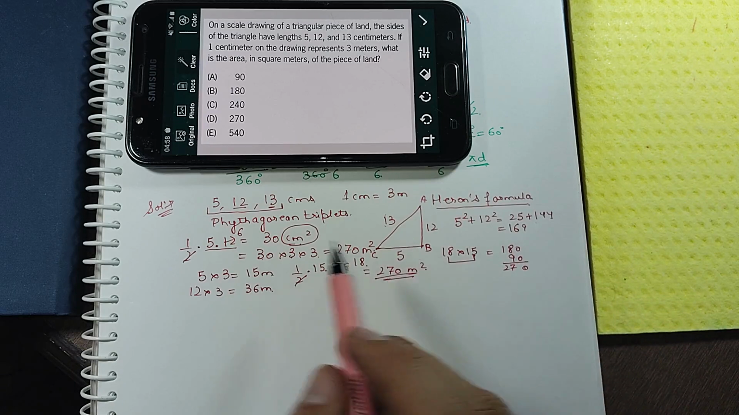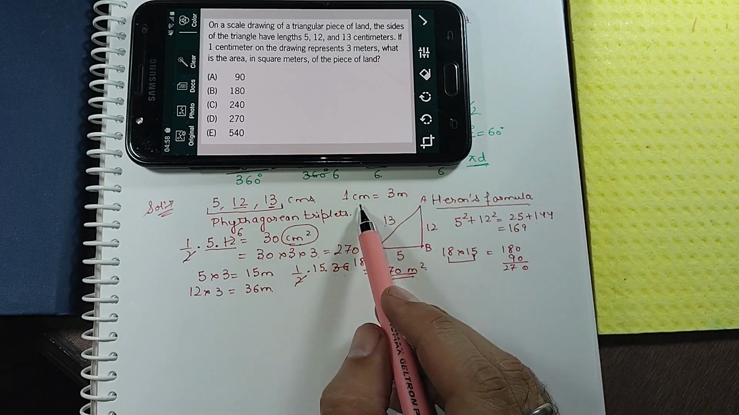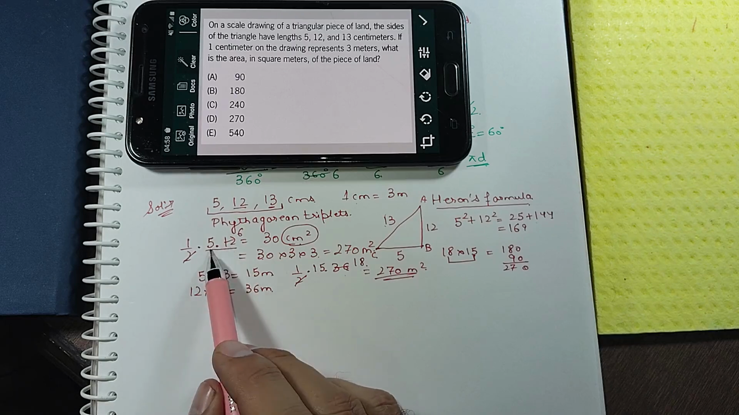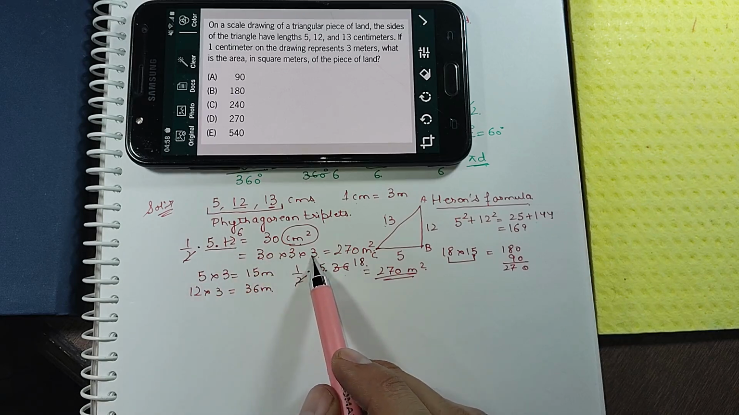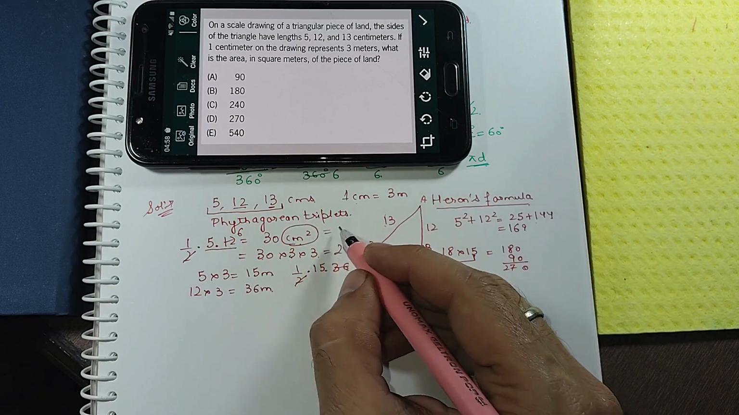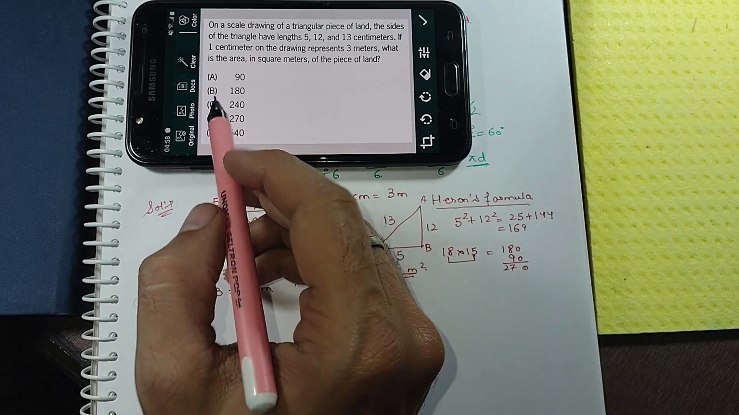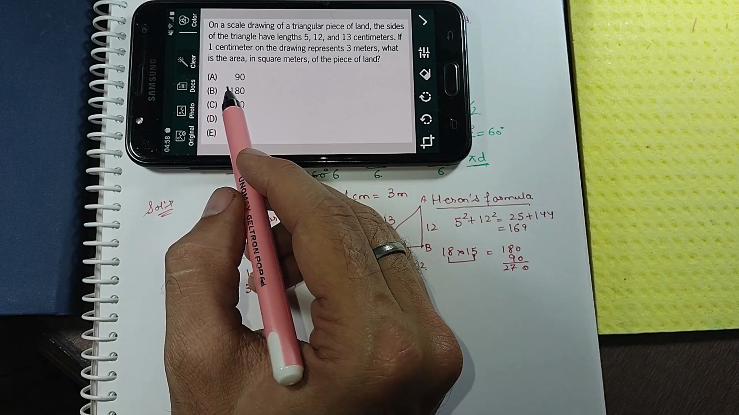Right? So in scaling, what we need to do is every unit has to be converted. So there was involvement of 2 centimeter units, so I multiplied it by 2 3s. Otherwise, if you simply multiply singly by 3, this will be 90, and you see here 90 is also an option.